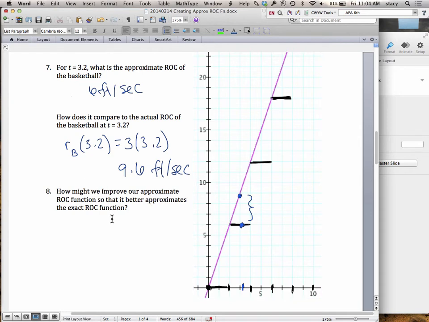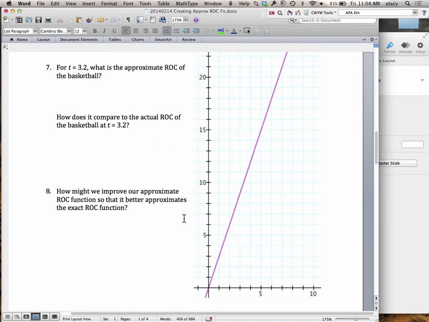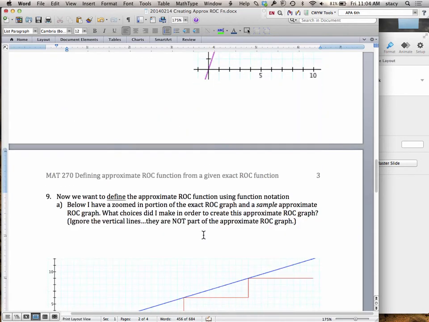How could we improve our approximate rate of change function? Smaller intervals, right? If I have smaller intervals, then maybe I'd have a little step here, and a little step here, little step here, little step here. So we'd be getting better approximations, okay? So smaller intervals. Okay. Now, we've done the visuals. How do we actually turn all of this into a function?